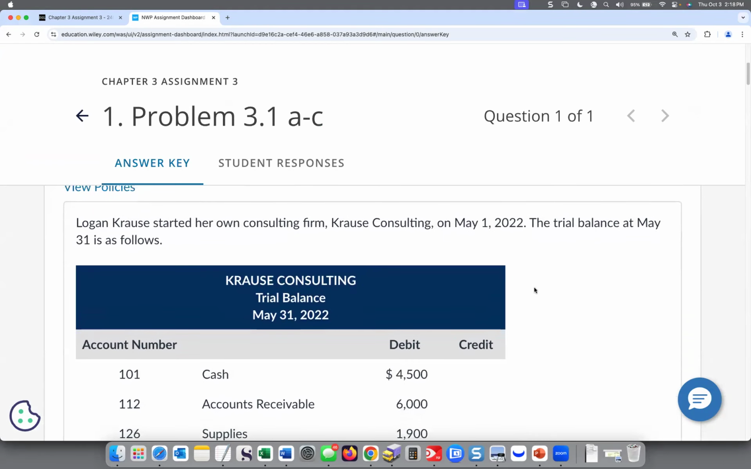So Logan Krause started her own consulting firm, Krause Consulting, on May 1st, 2022. The trial balance, May 31st, is as follows. All right, so there's the very first thing that we notice. She started the business on May 1st. Her very first trial balance that she's creating at the end of her first cycle is at May 31st. So let's put that in here first.